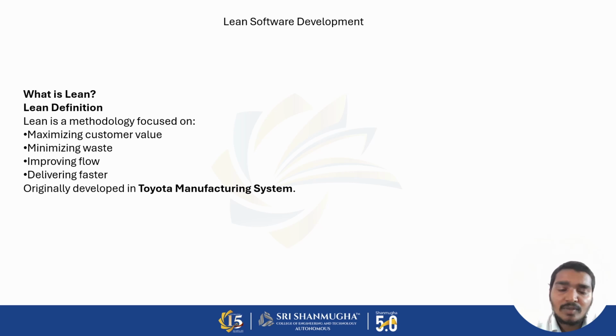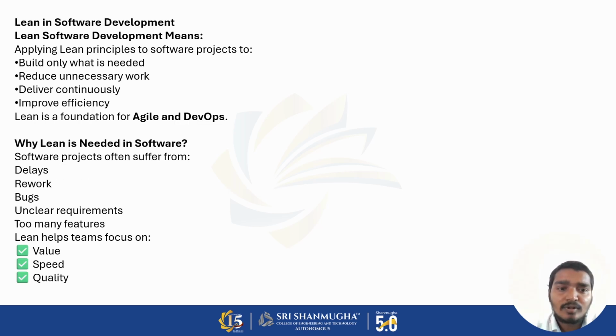Next, lean software development. So what is lean? Lean is a methodology focused on maximizing customer value, minimizing waste, improving flow, and delivering faster, and it was originally developed in the Toyota manufacturing system. So that is the lean development process.